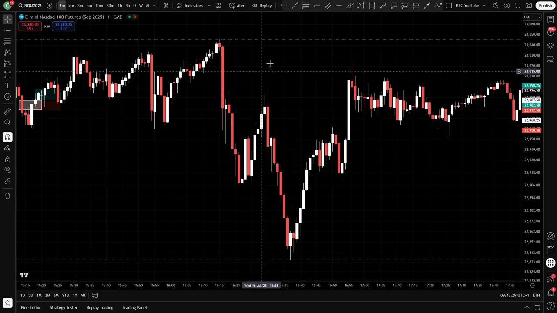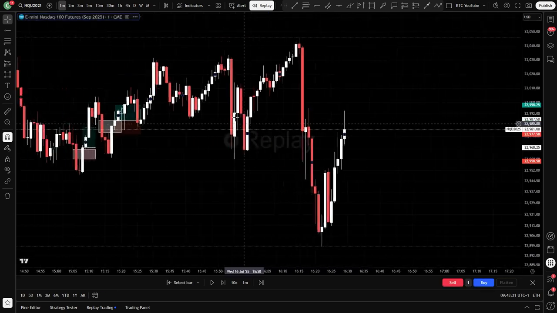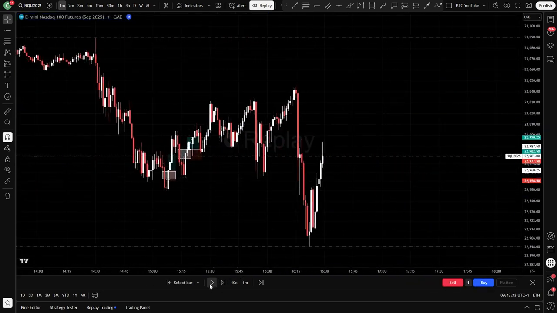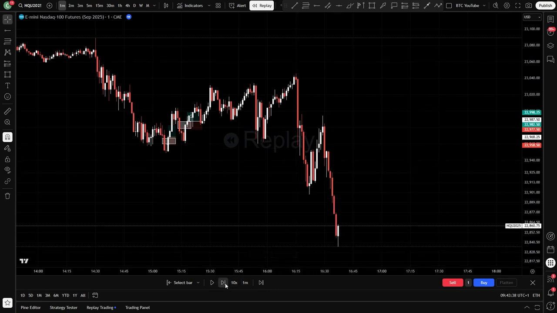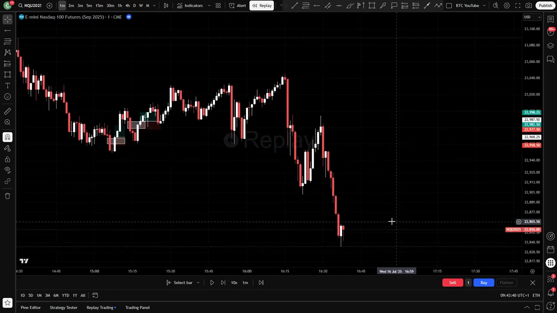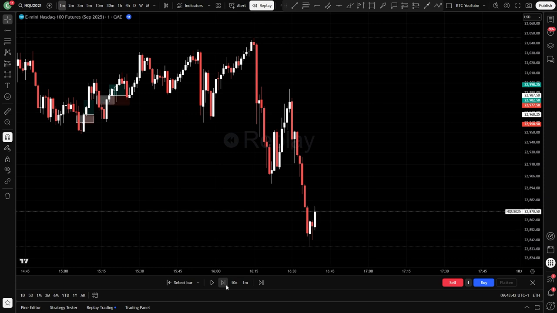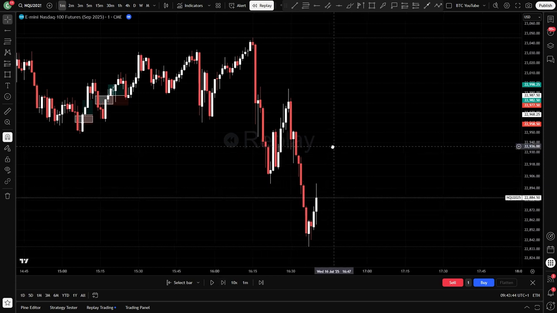Big V shape potentially forming here. And I was thinking, if we see ourselves come down here and get a really nice run to the downside, we're going to potentially have a good trade. You can see this big move to the downside starting to form. I started to see us stop and then all of a sudden getting this big momentum back to the upside.